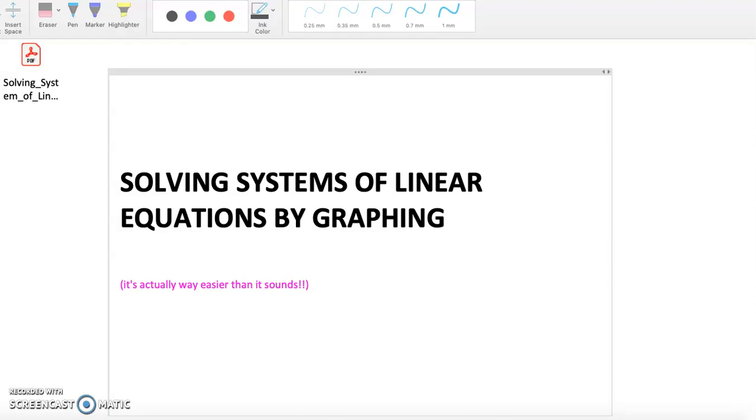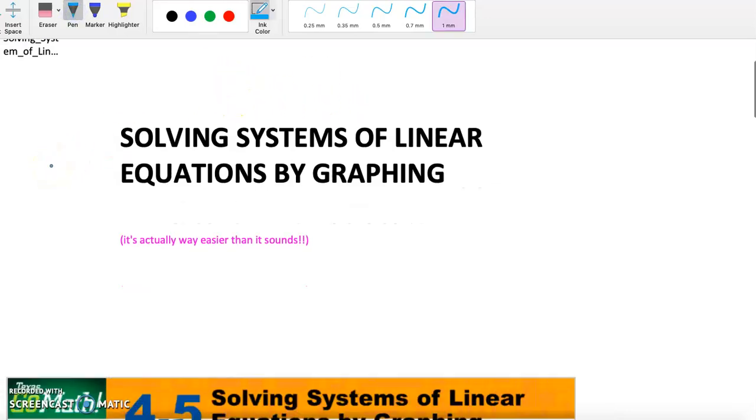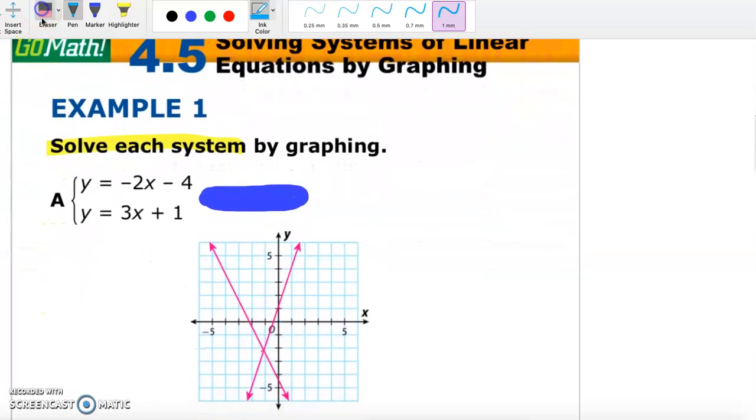Today we are talking about solving systems of linear equations by graphing, which I know is a mouthful of words, but I promise you this lesson today is super easy. It's way easier than it sounds. So we're just gonna get going and start right on in with some examples. So this says solve each system by graphing.